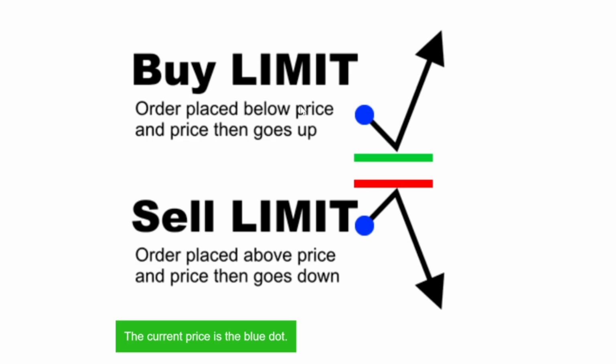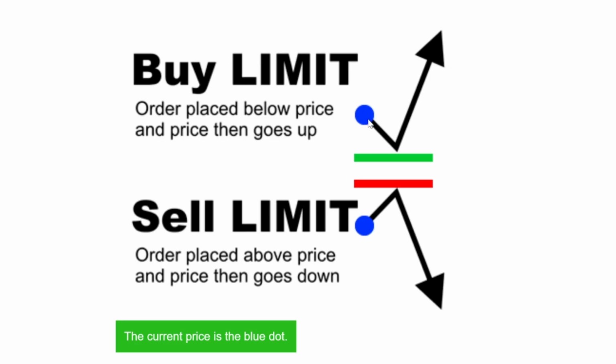So the sell limit is when the order is placed above the price and the price then goes down. So what does this mean? You're anticipating the price to go down. So that is on a bearish trend. So you will place it on an impulsive move above where price is currently. So when it goes and touches the order and goes down, that means you are in profit because you have put a sell limit order.